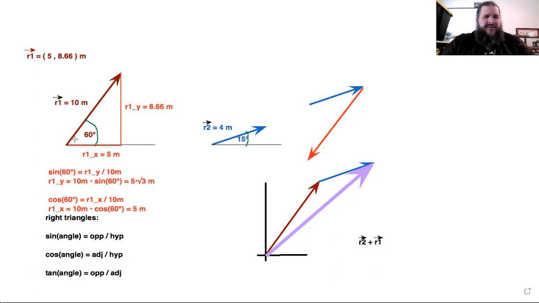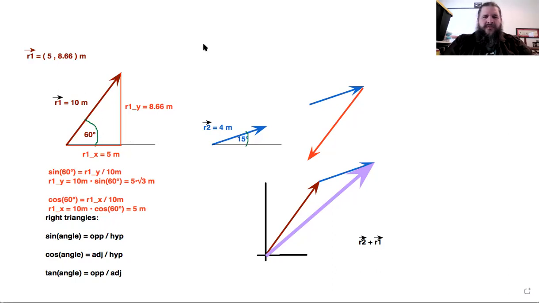And one of the convenient things about this is, as long as you're using what's called standard position for the angle, as long as your angle is just from the positive x-axis measured counterclockwise, as long as you're always using that angle, then the x component will always involve cosine and the y component will always involve sine.